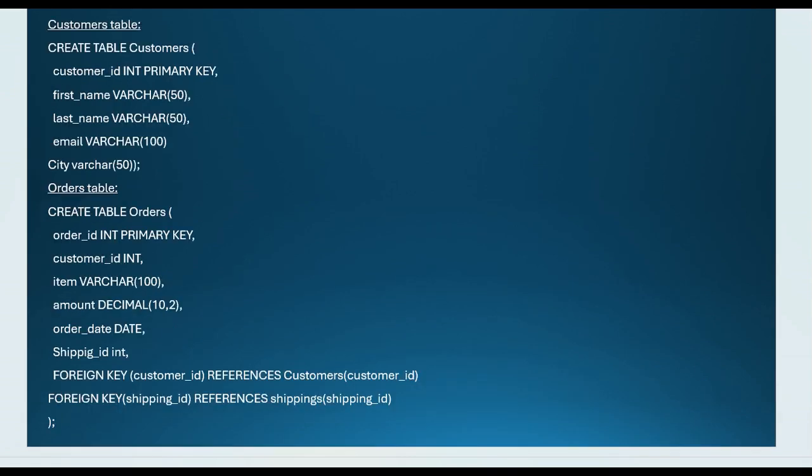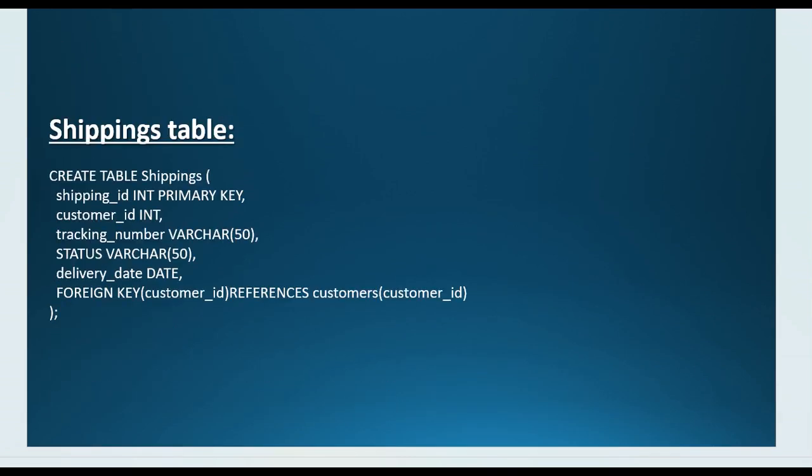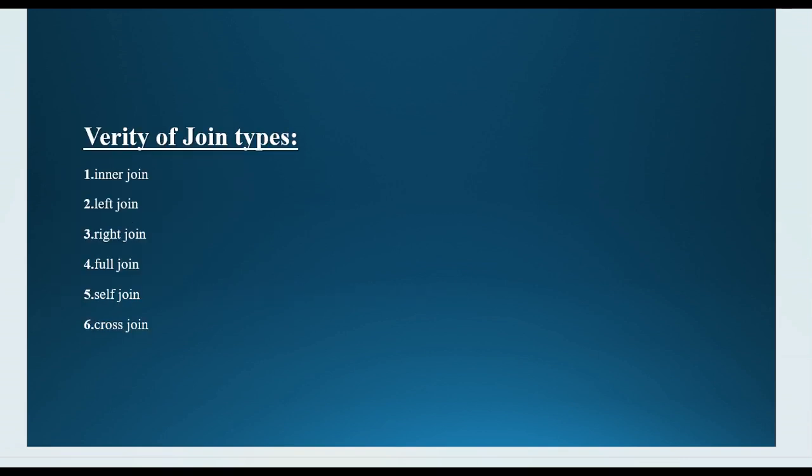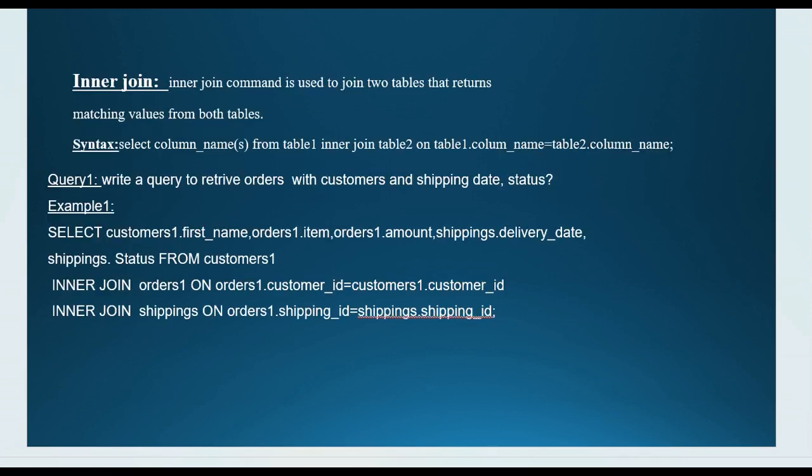Here we have a customer table, order table, and shippings table. I have created three tables to retrieve the data. We have different types of joins: inner join, left join, right join, full join, and self join. Each and every join has its own purpose, and let's discuss them one by one.